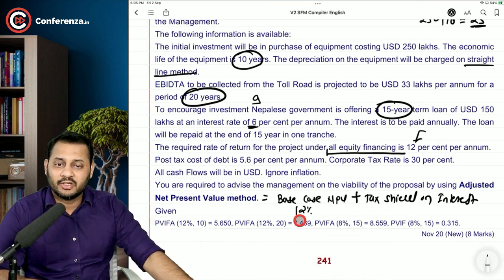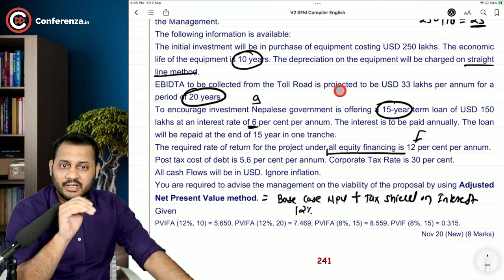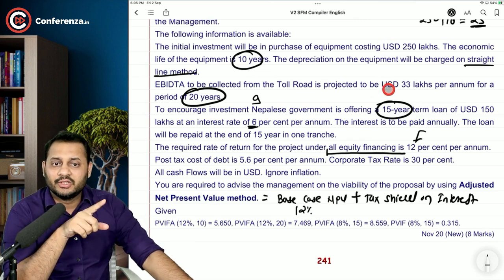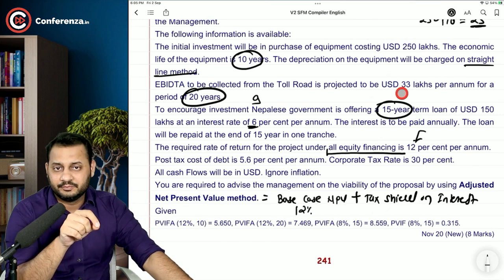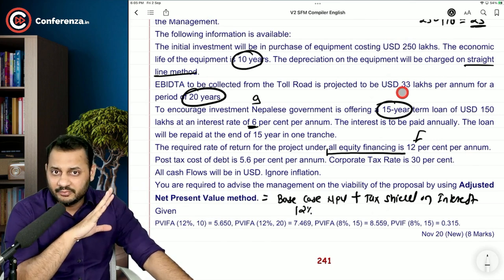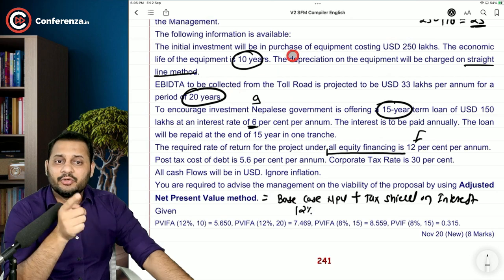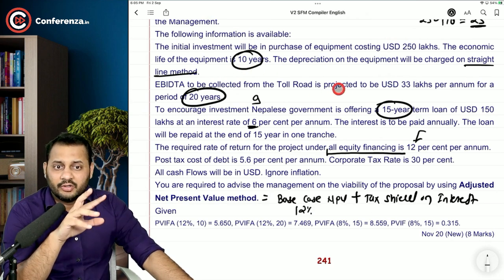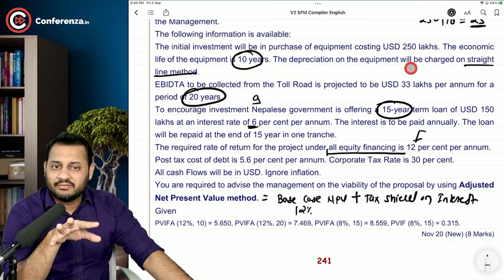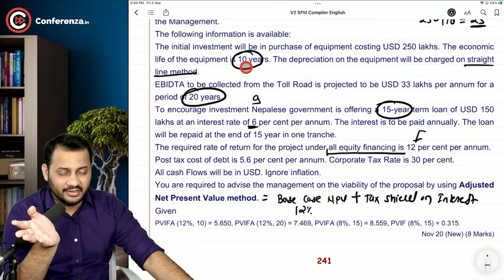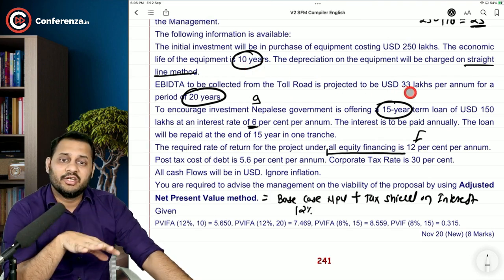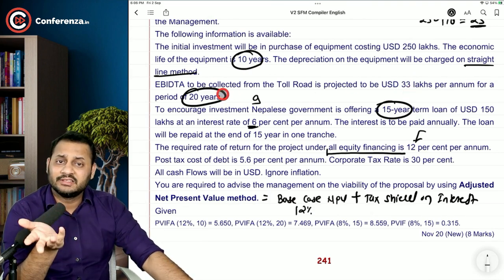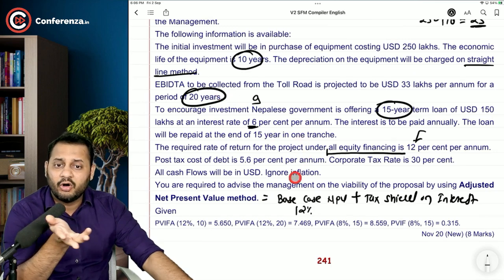What are the cash flows that we are going to take in the base case NPV? In the very beginning, there will be an outflow of 250 lakhs. Second thing, you have to show the inflow of 33 lakhs every year. Out of that, you are going to pay some taxes for 20 years. Then you are going to show some tax saving on the depreciation for 10 years. It's better to show the tax saving on the depreciation separately because it is only for 10 years. Show the after-tax toll revenue for 20 years. That's it. This is the only thing in this all equity financing.